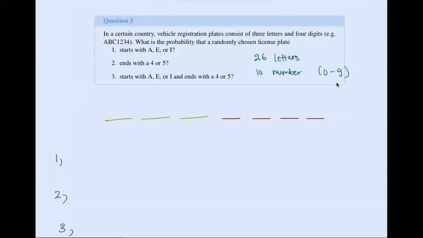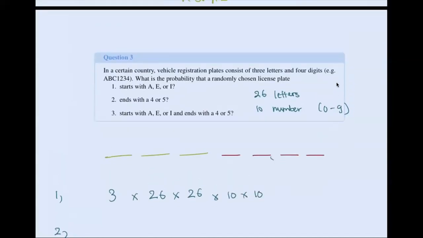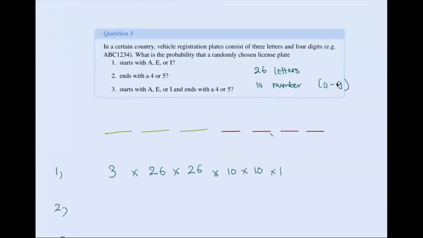Would we have 3 letter choices at the start, and the rest would just be the same, like 26 and 10? 26, and then 26? How about the last 4? I do see some student answer 3 times 26 times 26 times 10 times 10. It looks correct to me.